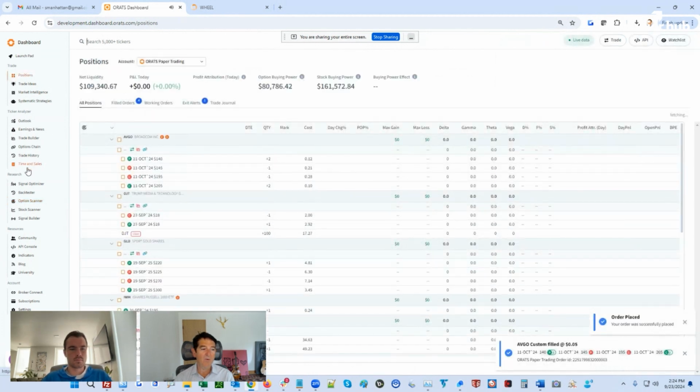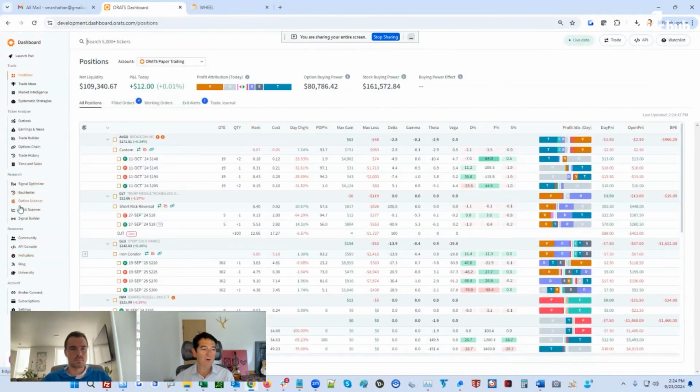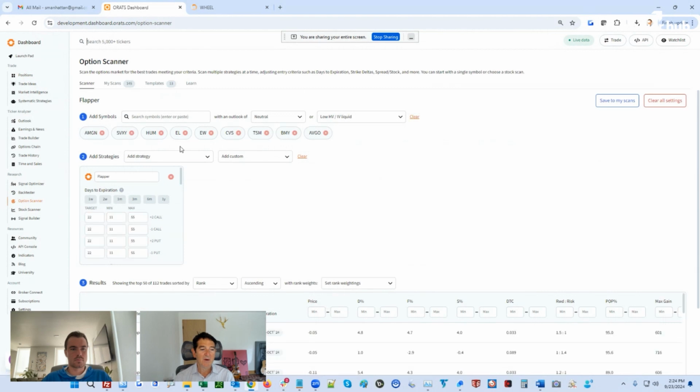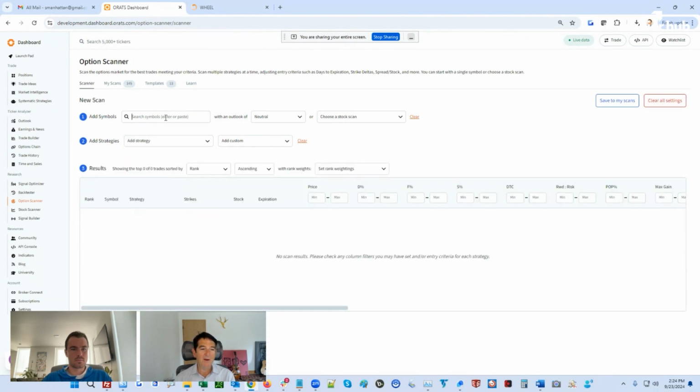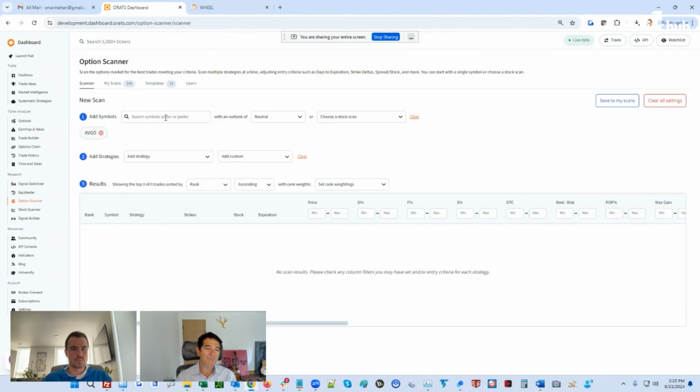So now what I want to do is go back to the option scanner. And now I'm going to clear all this. And now with Avgo, AVGO, I could sell a strangle against that.